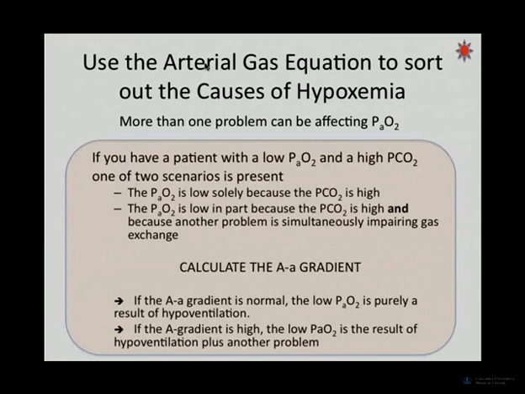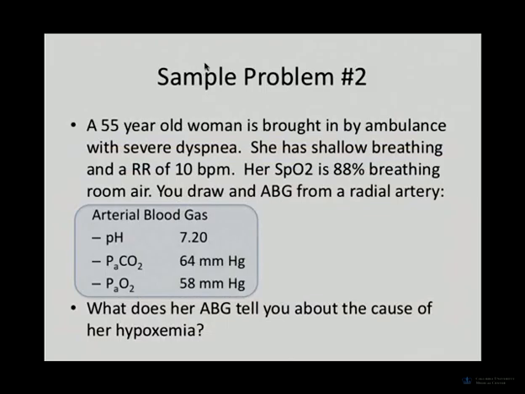We know that hypoventilation by itself doesn't cause the AA gradient to go up. Other things do. If we calculate an AA gradient in a patient and they're hypoventilating and the AA gradient's high, you've discovered 2 problems affecting their oxygen. Okay, so let's just play that out in a couple examples.